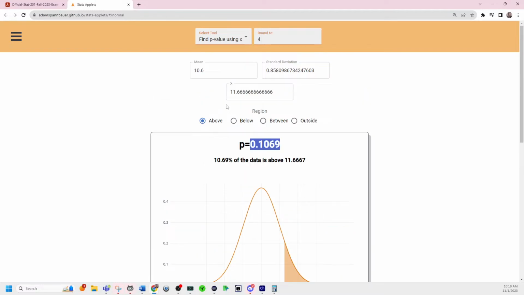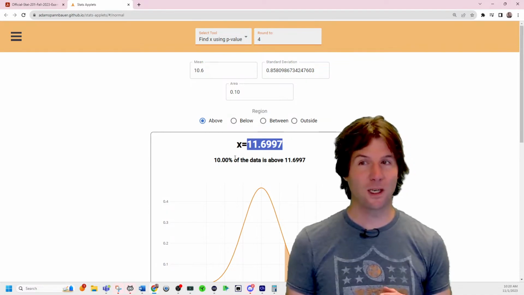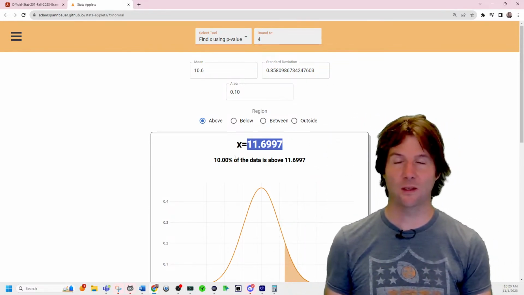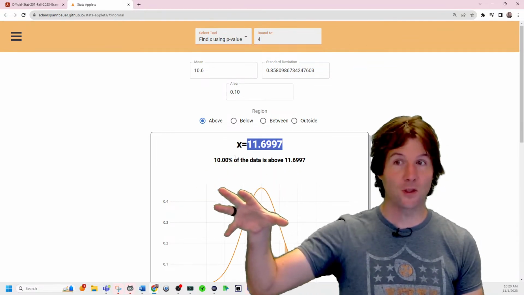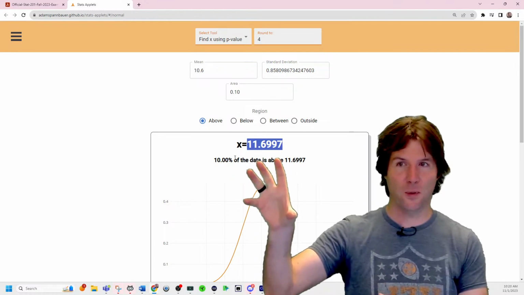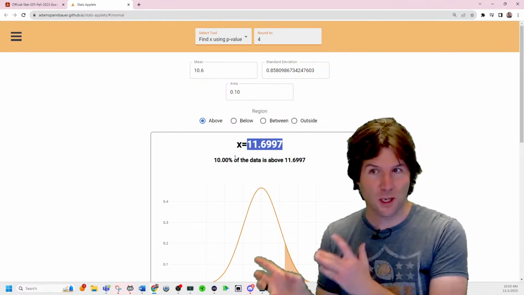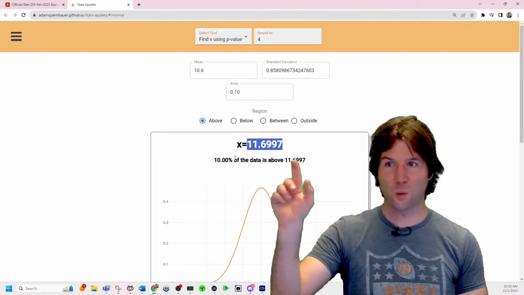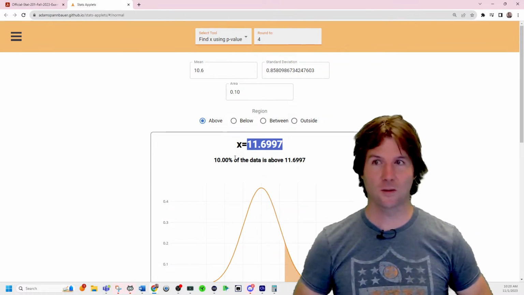On the applet, change from p-value using x to find x using p-value. Now we're going to go here to 10% and make sure it's on the right side. But here's where people put in the wrong value. This is not how much money she makes on the best 10% of weekends. This is her average tip, because this is the sampling distribution of the sample mean. That is the average tip on her best 10% of weekends.